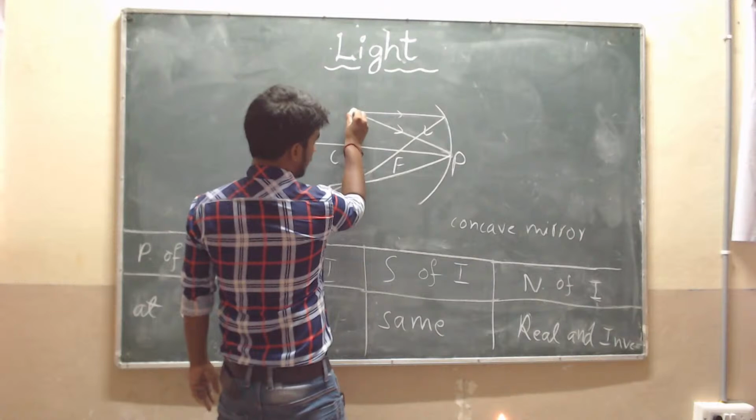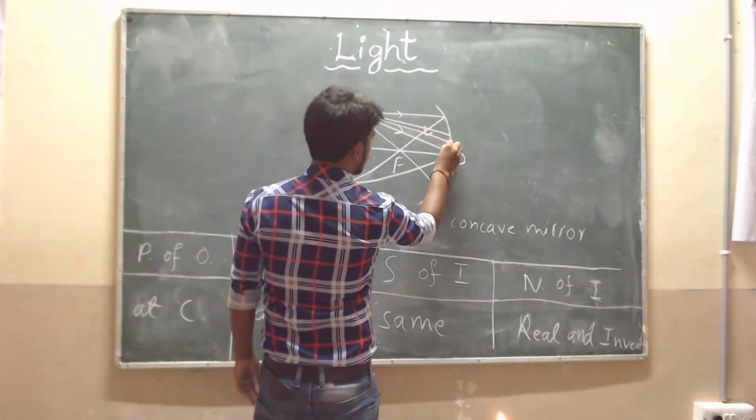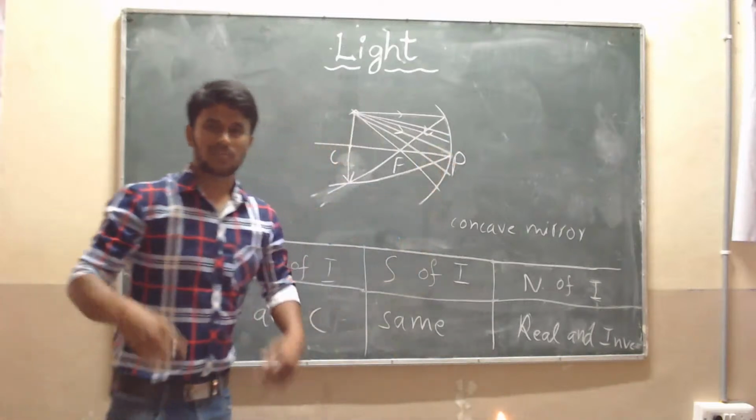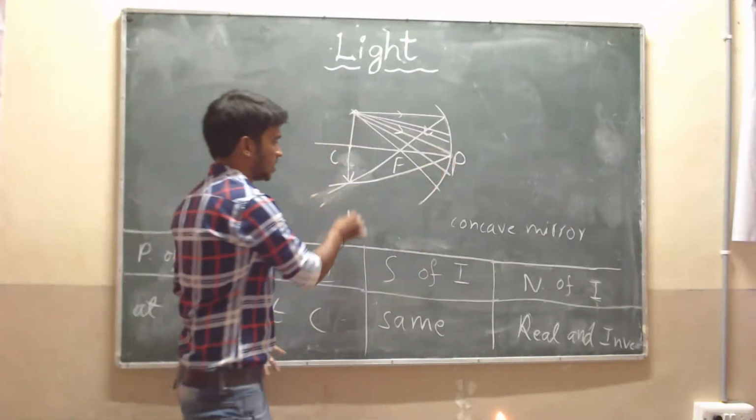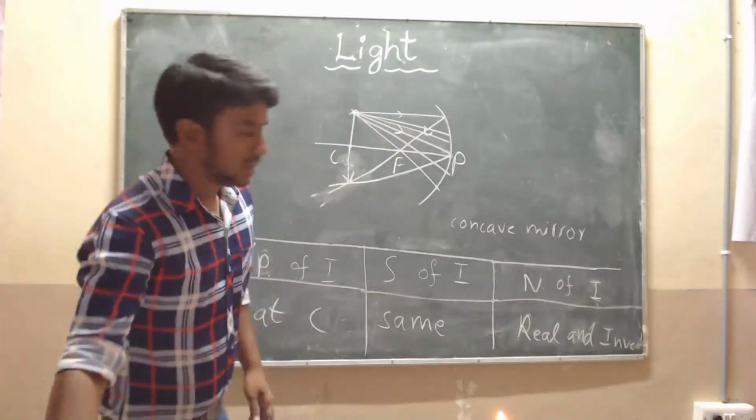If you consider a ray of light passes through F, or you can consider here or here, after reflection all the rays meet at this point only. Okay, yes.